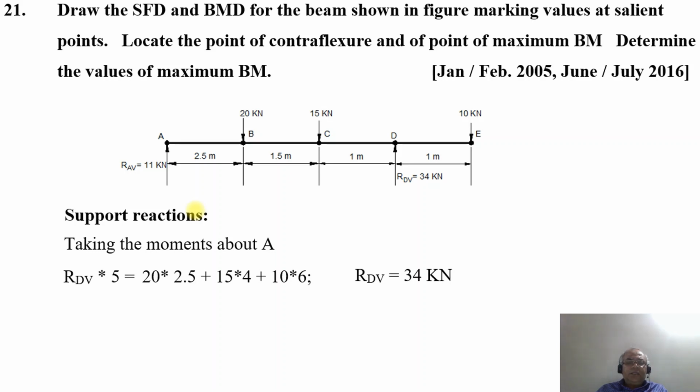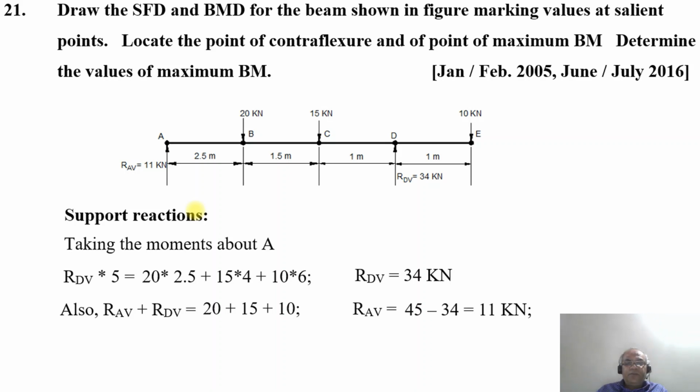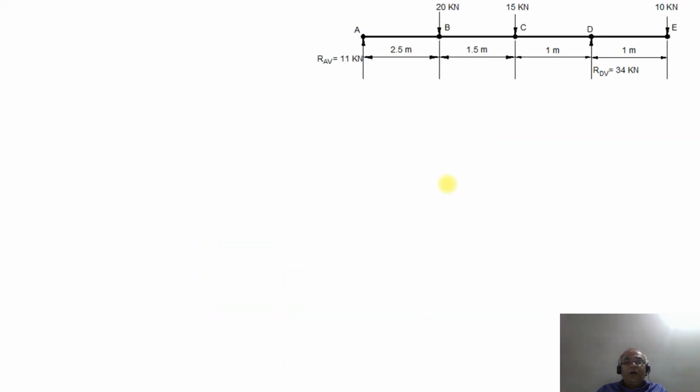Also, we know that the sum of the vertical reactions acting upwards should be equal to the sum of the vertical loads acting downwards. So RAV plus RDV will be equal to 20 plus 15 plus 10. On simplification, RAV will be equal to 45 minus 34. Therefore, RAV will be equal to 11 kilonewton. So RAV is 11 kilonewton, and RDV is equal to 34 kilonewton.